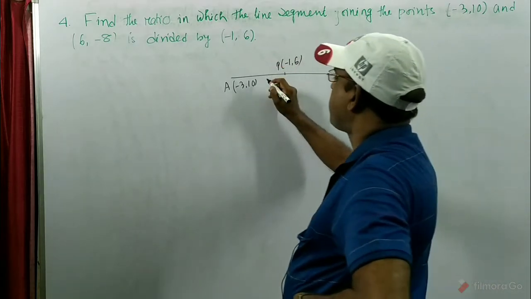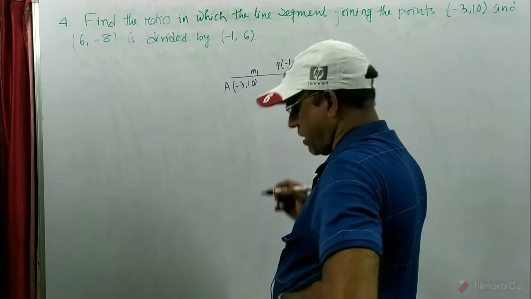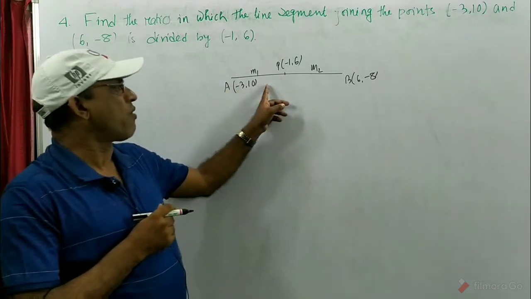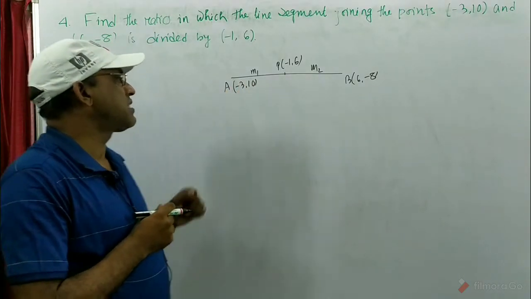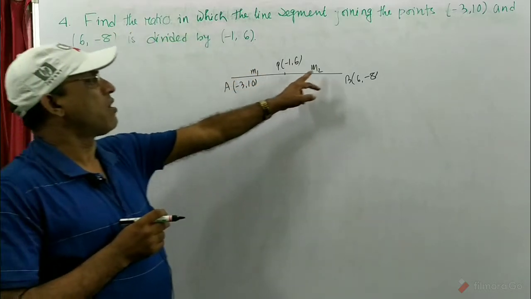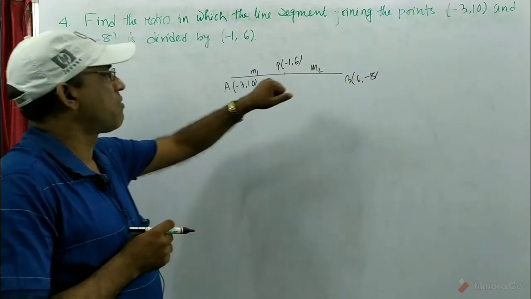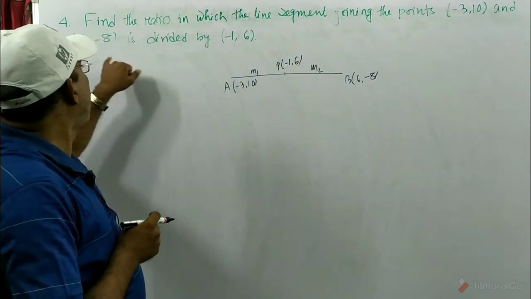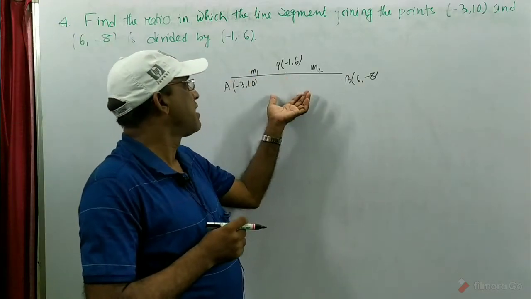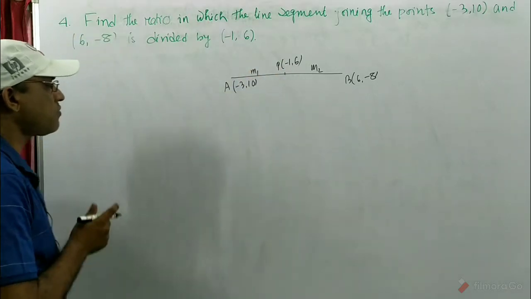This point divides the line segment in the ratio m1 is to m2. Now our aim is to find m1 : m2. So this is our problem. Find the ratio, that means m1 : m2, in which the line segment joining the points (-3, 10) and (6, -8) is divided by this point P.